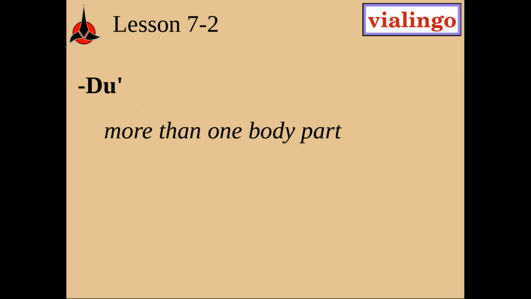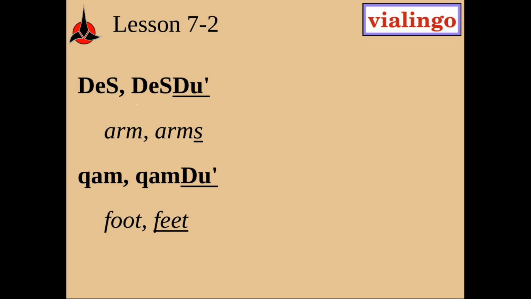There is just one more exception to the usual rule. Whenever you talk about more than one body part, you add the suffix do. So arm is desh, arms is deshtu, foot is kham, feet is khamdu.